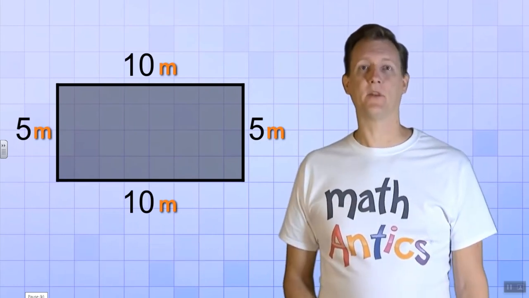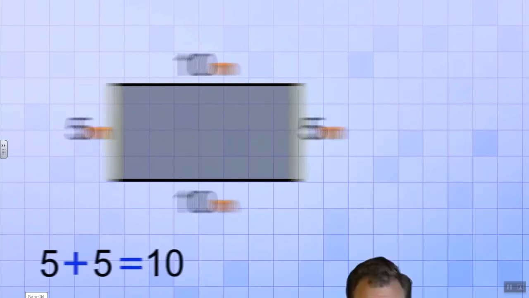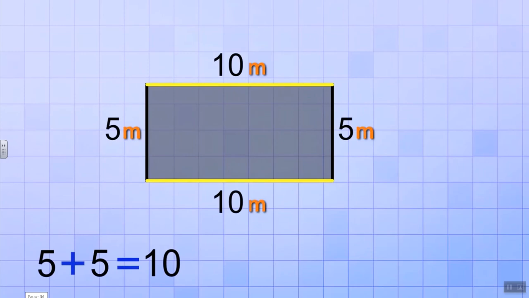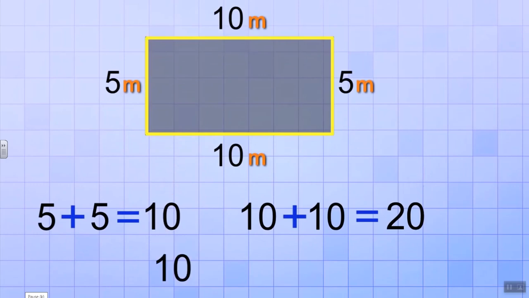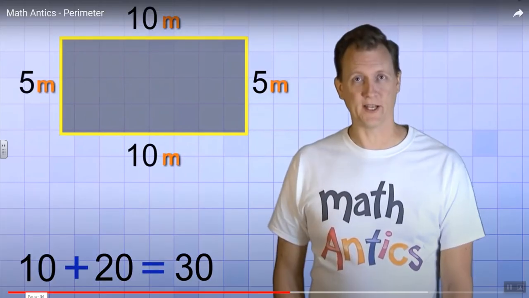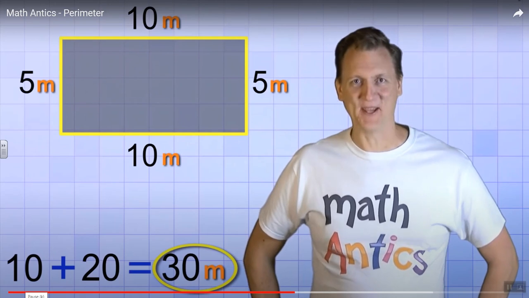And I think I'll add up the two short sides first. 5 plus 5 equals 10. Next, I'll add up the two longer sides. 10 plus 10 equals 20. And now, if I add up those two answers, I'll get the total for all four sides. 10 plus 20 equals 30. So the perimeter of this rectangle is 30 meters. You thought I was going to forget my units, didn't you?